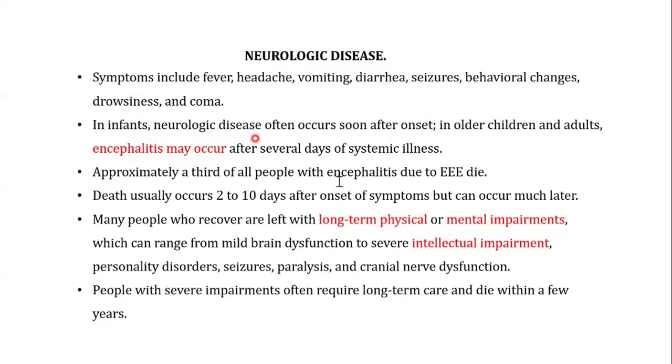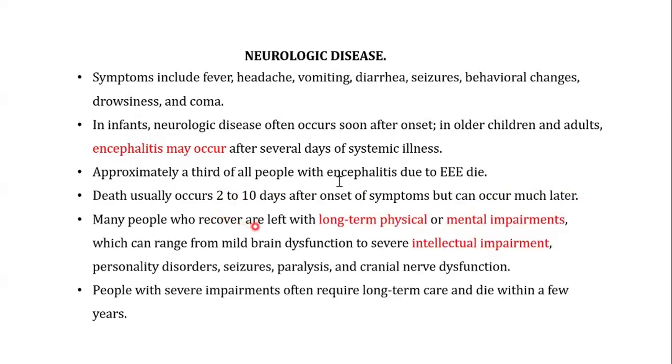In infants, neurologic disease often occurs soon after onset. In older children and adults, encephalitis may occur after several days of systemic illness. As we explained earlier, infants and younger children are more immunocompromised. Approximately a third of people with encephalitis due to Eastern equine encephalitis die. Death usually occurs 2 to 10 days after onset of symptoms, but can occur much later.